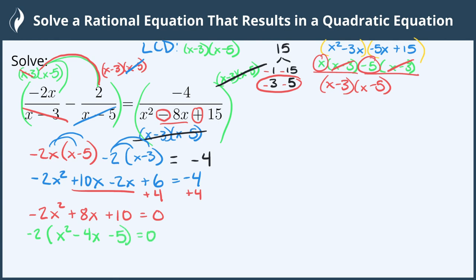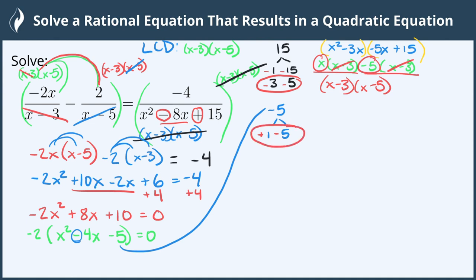Now this quadratic is in the form of a equals 1. So we can just factor our negative 5. And the factors are 1 and 5. And we have a negative, so they will be different signs, one positive, one negative. And since it's negative 4, that means that the larger of the two will be negative and the smaller will be positive. Adding those together does make negative 4.